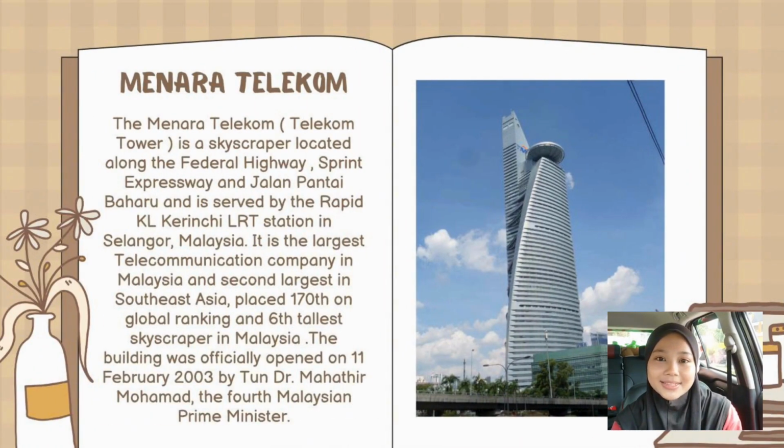Then I will summarize our assignment about structural engineering, which is Menara Telecom. The Menara Telecom or Telecom Tower is a skyscraper located along the Federal Highway, Sprint Expressway and Jalan Pantai Baharu and is served by the Rapid KL Kerinci LRT station in Selangor, Malaysia. It is the largest telecommunication company in Malaysia and second largest in Southeast Asia, placed 170 on global ranking and 6th tallest skyscraper in Malaysia.